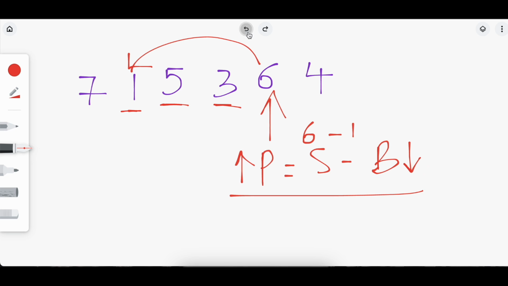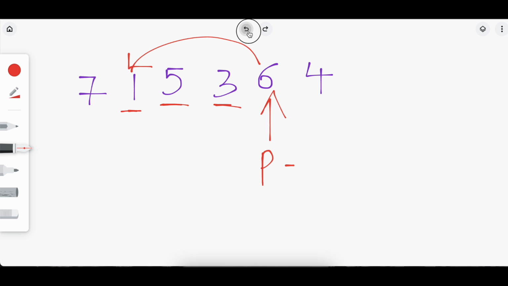So what do I need to do? Here, for example, on the day where I'm buying this stock, the price is 6, I just have to look at the previous values and figure out which one is the minimum value, because that is what is going to give me the maximum profit. So here in this case, it's going to give me 5.